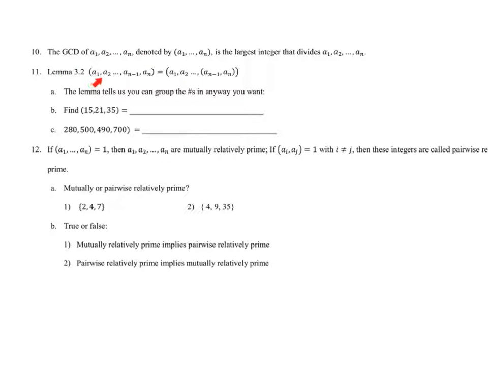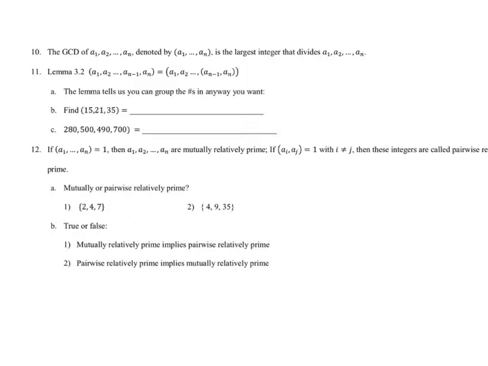It says the greatest common divisor of a1, a2 to an is equal to the greatest common divisor of the greatest common divisor of a1, a2 all the way up to an minus 1, and an. Well, how should we understand this? This tells you that you can group the numbers in any way that you want. In other words, you can find the greatest common divisor of these n numbers by first finding the greatest common divisor of some pairs.